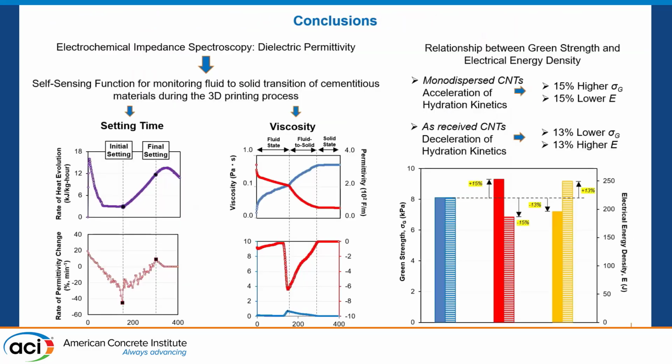To conclude the presentation, from the results, we see that there is a potential to use electrochemical impedance spectroscopy measurements, and especially dielectric permittivity, as a self-sensing function to identify the time of setting, initial and final, and see changes in the viscosity. And also, by using these readings, we can identify changes in the green strength of the plain material and the mortar nanocomposites.